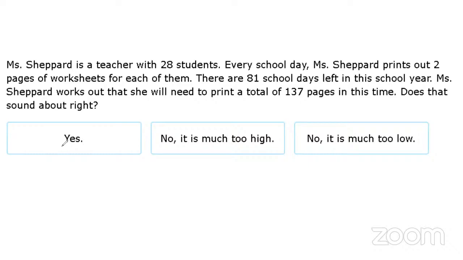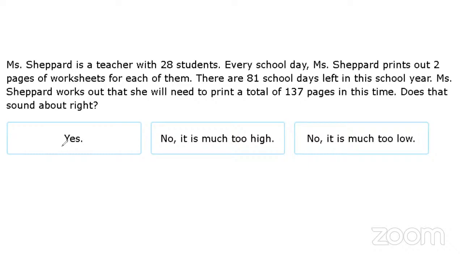Miss Shepherd has 28 students, but I want to see some answers coming in first. I'm just going to read through without the explanation. She has 28 students. Every day, she needs to print out 2 pages of worksheet for each of them. There are 81 school days left in this school year. So Miss Shepherd works out that she will need to print a total of 137 pages in this time. Does that sound about right? Remember, we're estimating. I see answers coming in for B and C.